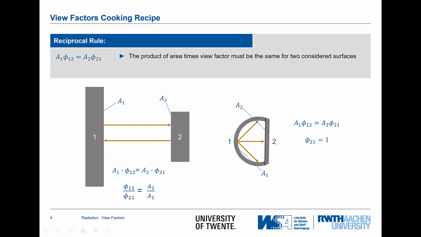But here we know that all radiation that's being emitted from 2 hits 1. There's no other chance for this surface here. So F21 is 1. And then I can calculate F12 as the area ratio. And that's a good example that if we use the reciprocal rule and we can make sure that one of the view factors is 1, then we can determine the other quite easily.